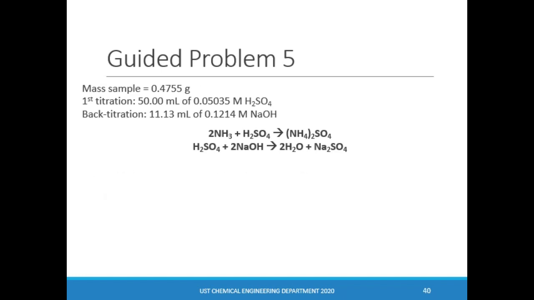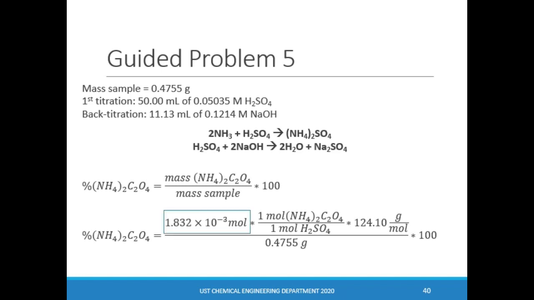The percent ammonium oxalate is determined using this equation. To get the mass of ammonium oxalate in the sample, multiply the moles of sulfuric acid that reacted with ammonia by the stoichiometric ratio, and then multiply by the molecular weight of ammonium oxalate to get the mass. Divide this by the mass of the sample and multiply by 100 to get 47.8% ammonium oxalate in the sample.